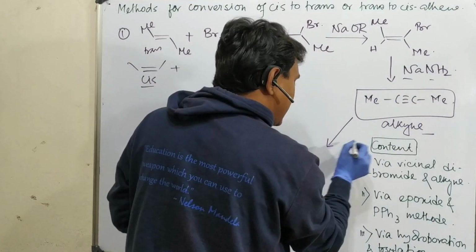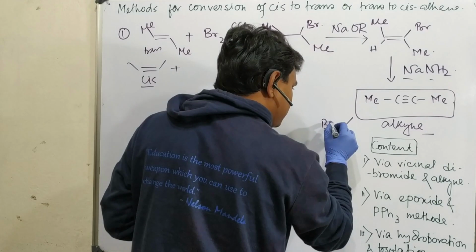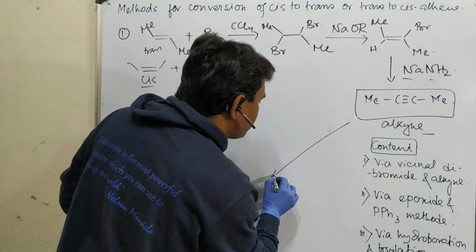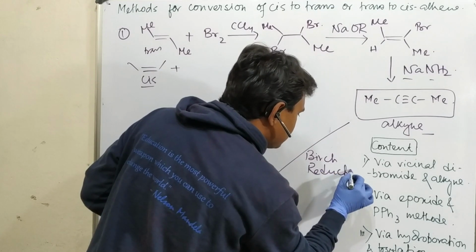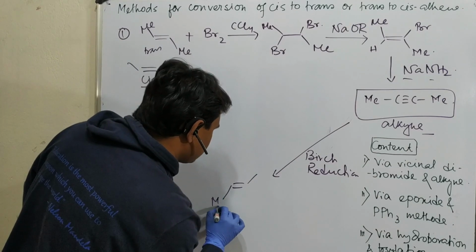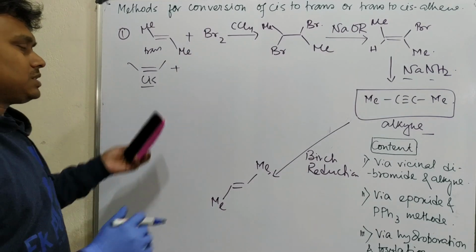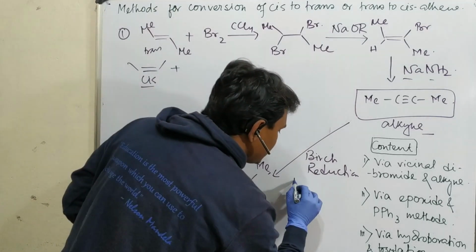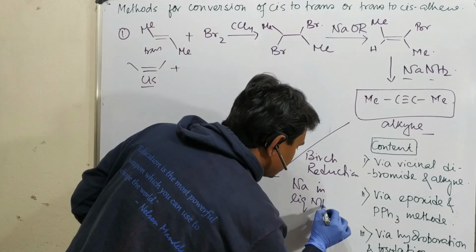So if you treat this alkyne with Birch reduction method, what is this? Birch reduction, it will result in a trans-alkene. Okay, this. So if you started with cis, then you want to get trans, then do the Birch reduction. What is the Birch reduction? That is sodium in liquid ammonia.